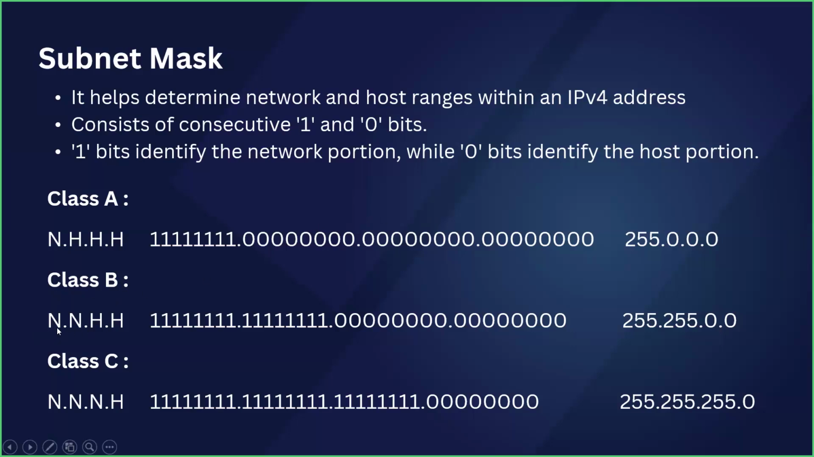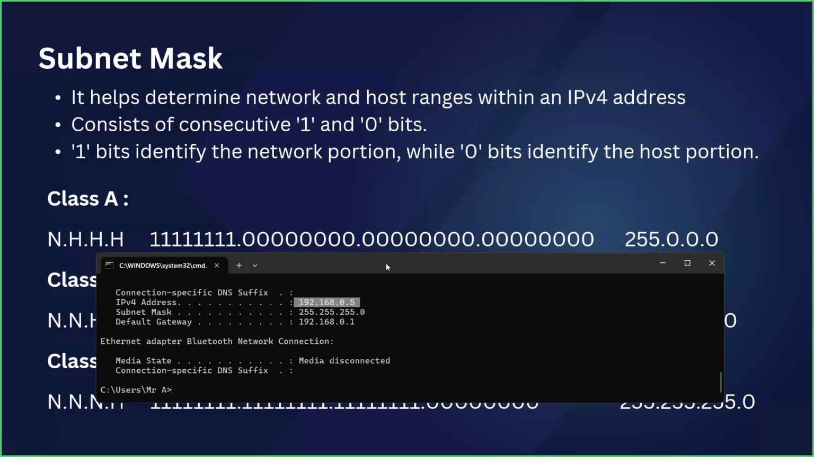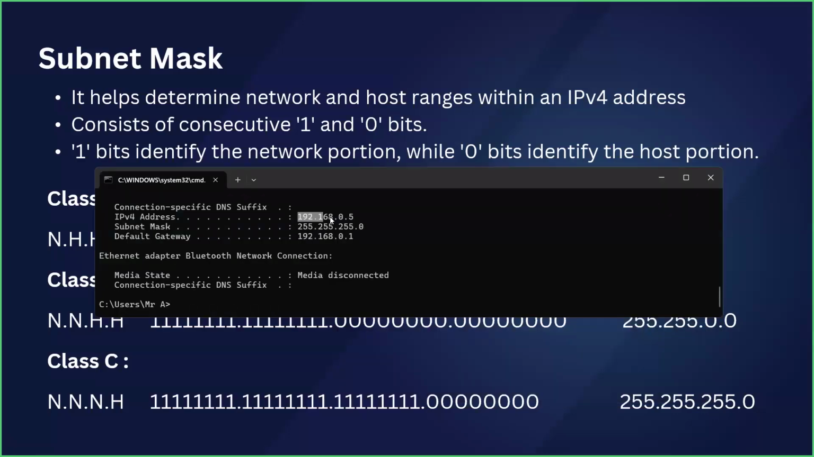For class B, you have two network portions and two host portions, so the subnet mask is 255.255.0.0. For class C, with three network portions and one host portion, the subnet mask is 255.255.255.0. And that's the same thing you notice over here. I'm getting a class C IP, 192.168.0.5. Therefore, the subnet mask is 255.255.255.0. Same exact thing which I see here.